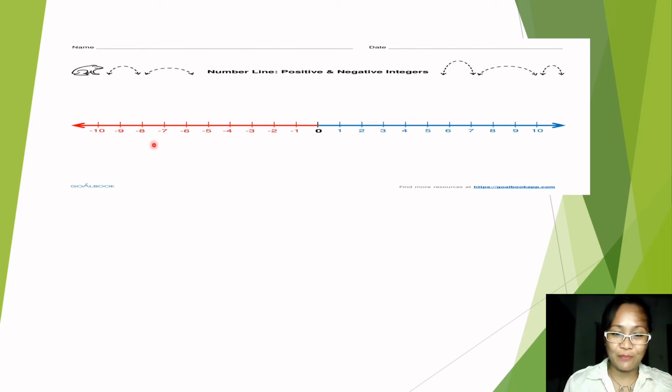Magkaiba sila dito. Ulitin natin, papuntang left, the more na lalayo ka, lumiliit ang value ng number. Papuntang right, the more na lalayo ka, the more na lumalaki ang value ng number. Yan ang integer. Okay, and of course, itong ginagamit natin ay number line. Ito na ang magandang halimbawa ng integer. And of course, let's move to absolute value.